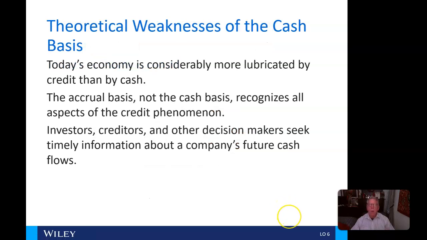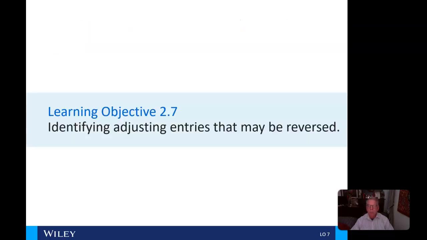Okay, the theoretical weakness of cash basis. I love the term lubricated by credit than cash. A lot of credit goes on. We do virtually all our credit entries in the real world. Very rarely do we do them immediately in cash. So the accrual basis, not the cash basis, is going to recognize all the aspects of our ongoing transaction. And we want timely information about how that's going to affect our cash flows, though.